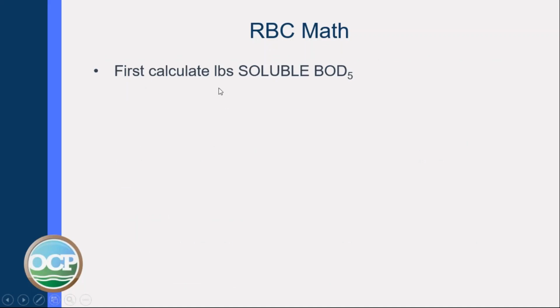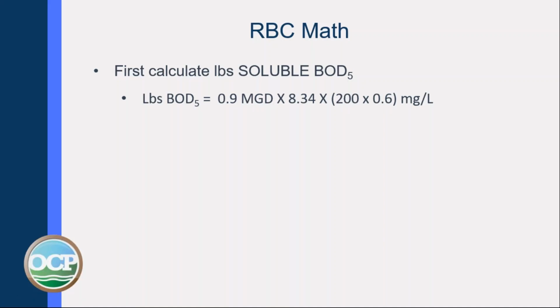So first, let's calculate the pounds of soluble BOD. We're going to use the pounds formula. It's pounds of BOD equals 0.9 million gallons per day times 8.34. Now your influent was at 200 milligrams per liter, but only 60% of that is soluble. So you take 60% divided by 100, it gives you 0.6. So 200 times 0.6 would be the soluble BOD. You do the math and you get 900.7 pounds of soluble BOD.